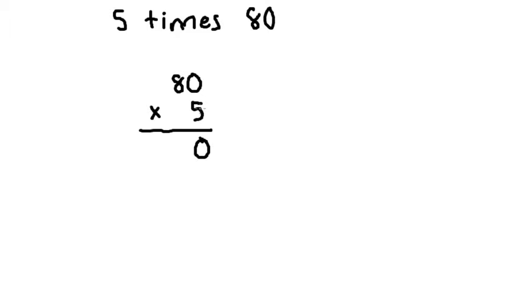Next we move on to 5 times 8. 5 times 8, let's write that out here. 5 times 8 is 40. So we put the ones digit of that answer, which is a 0, below the 8. And then we would carry the 4 here if we had another number, but we don't, so we just bring it straight down. So 80 times 5 is 400.